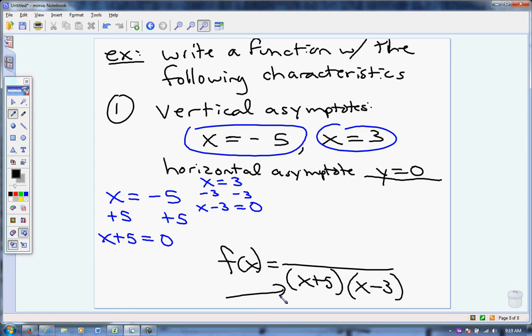So couldn't I have more than one possibility on the top? I could have, you know, something with an x, like 5x. Right? Or I could just have the number 5. Either way, I could have a possible function with those two vertical asymptotes and a horizontal asymptote at y equals 0. Okay? So you're working backwards on those problems. And we will stop there for today.